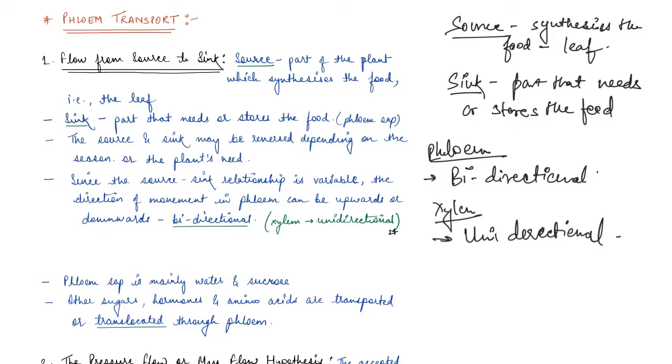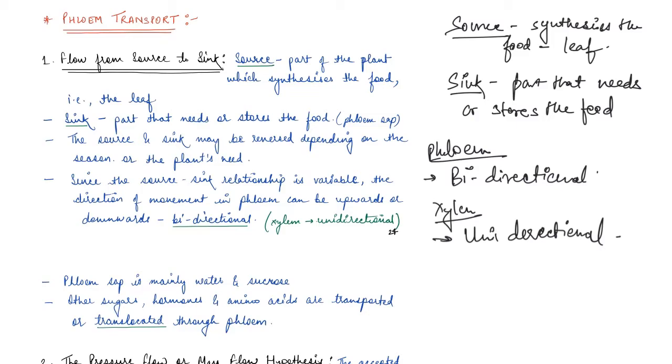Now what happens, guys, is that the phloem sap is nothing but water and sucrose. But other sugars, hormones, and amino acids are also transported or translocated through phloem. Okay, so it's not just water and sucrose, but also other kinds of sugars, hormones, amino acids, all are transported or you can say translocated through phloem, right?